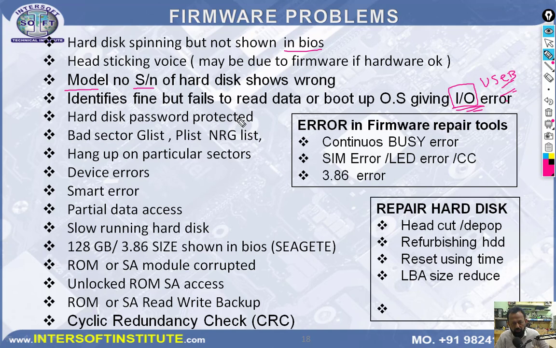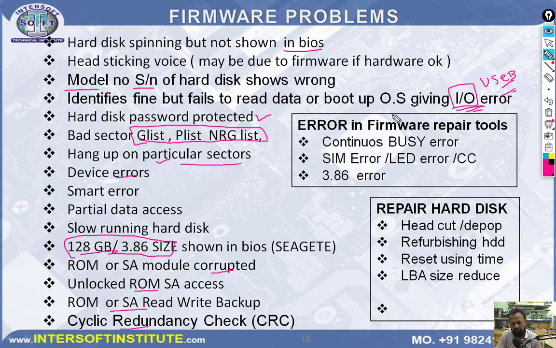Hard disk password protection: if the user forgets the password, then we can recover with the help of firmware. The firmware's main work involves bad sectors, G list, P list, and energy list. These are the bad sector defect lists which we can repair to recover the data. If it hangs on a particular sector, we can skip that sector and recover. Device errors, SMART error, partial data access, slow running hard disk, 128 or 3.86 GB capacity showing, ROM or service area module corruption, unlock ROM service area, these are all firmware related issues.